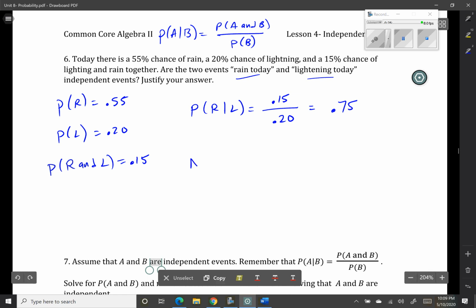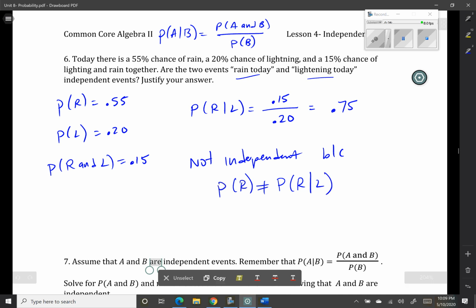So we can say these are not independent. We can even say they're dependent. It means the same thing. Because the probability of rain is not the same as the probability of rain given lightning. The fact that we introduced lightning to the probability changed the probability of it raining. So that means rain and lightning have some type of a connection there. There's an association if it's raining out that lightning's also probably going to happen.